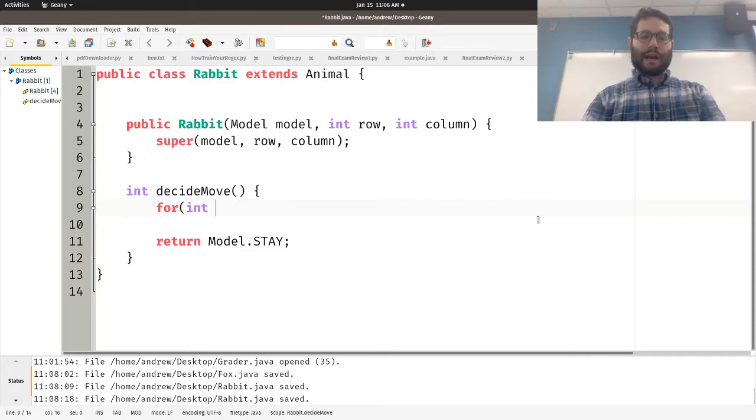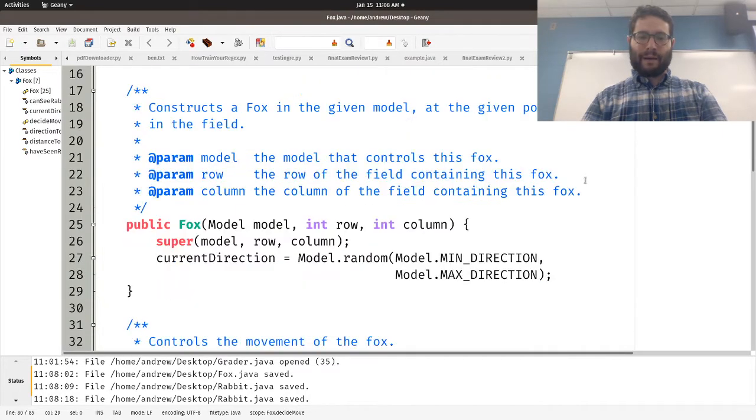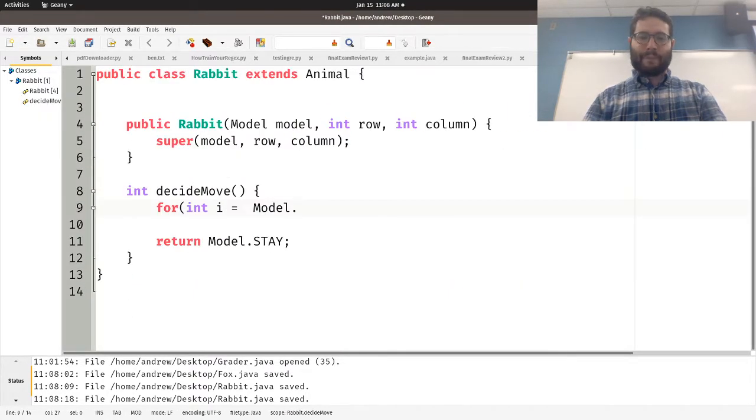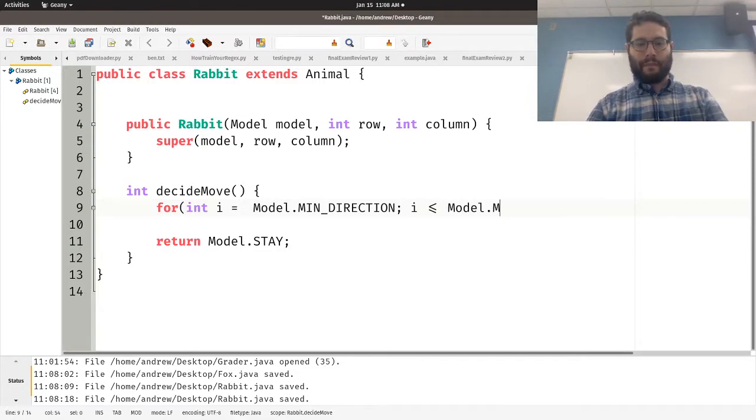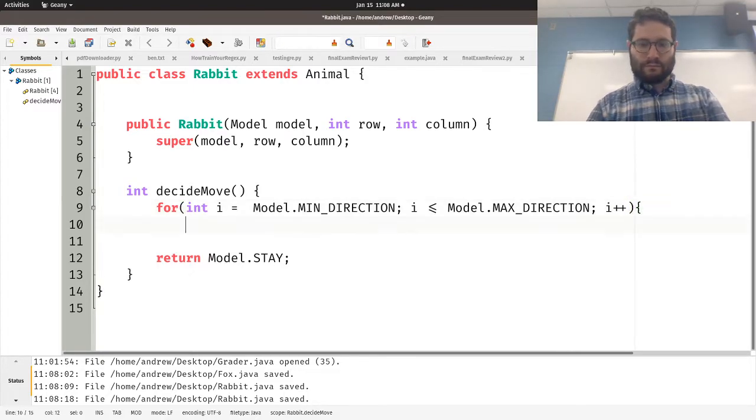For int i equal to model.MIN_DIRECTION, assuming I can spell it, i less than or equal to model.MAX_DIRECTION. You want the equal to because you want to include model.MAX_DIRECTION. Okay, and then i++.